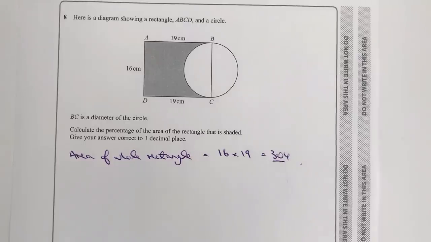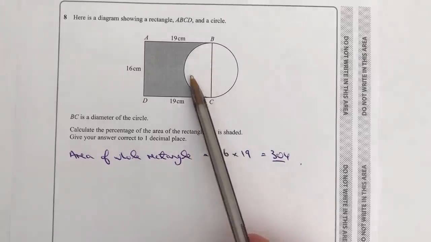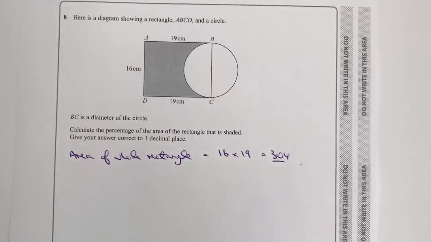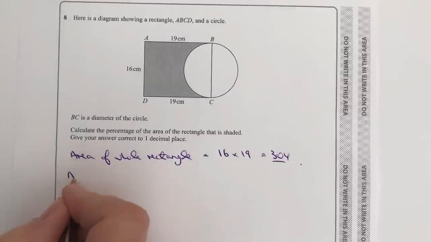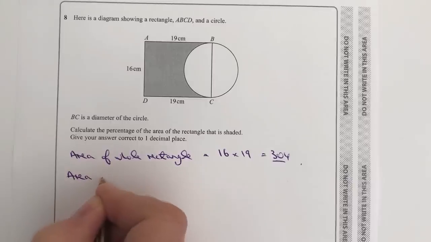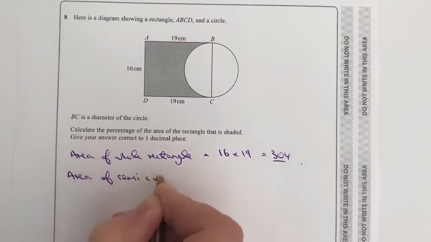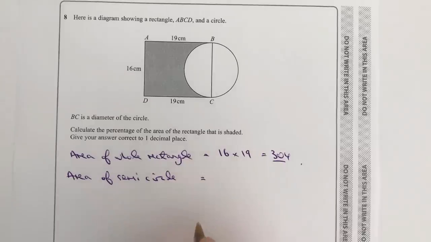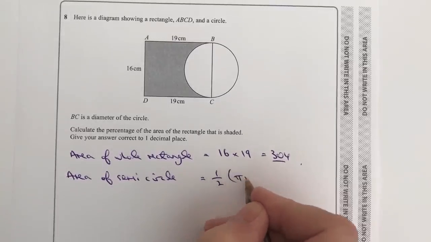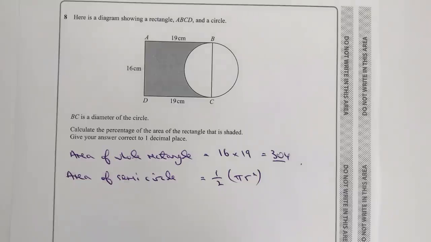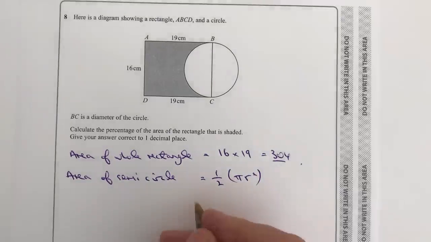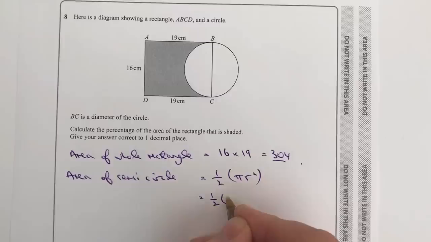Okay, and then from that, I've got this semicircle that's being cut out. Well, the first thing is I need to know the area of the circle, as I mentioned, but if I have the area of this semicircle, okay, well, that's going to be a half of the area of a circle, which is pi r squared. Okay, so you need to know this formula. It does keep cropping up all the time. Okay, so I'm going to plug in some numbers. I've got a half and I've got pi.